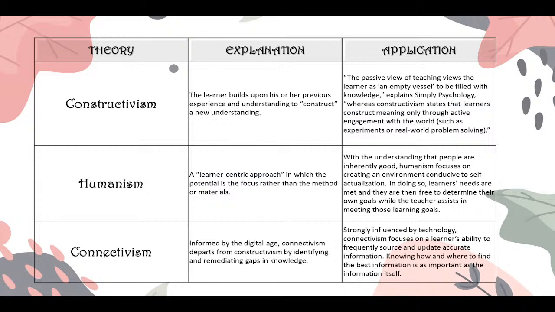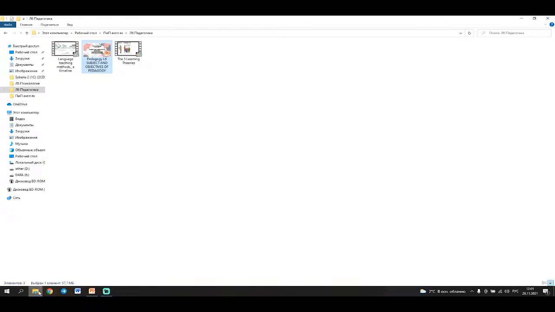So these are the 5 most famous and well-known theories. And now we will see a video about these 5 learning theories.